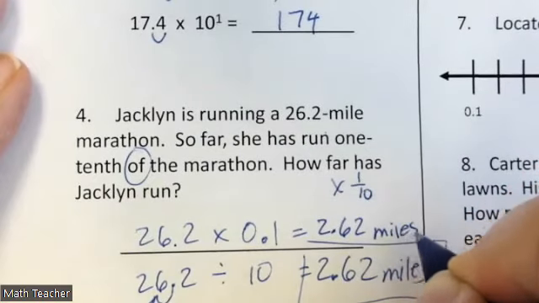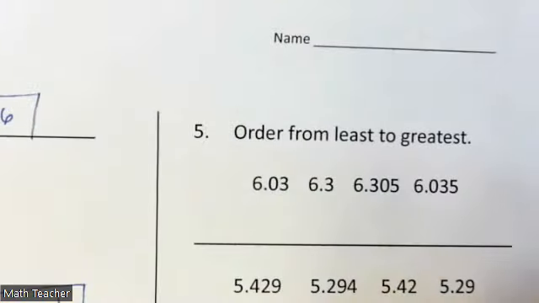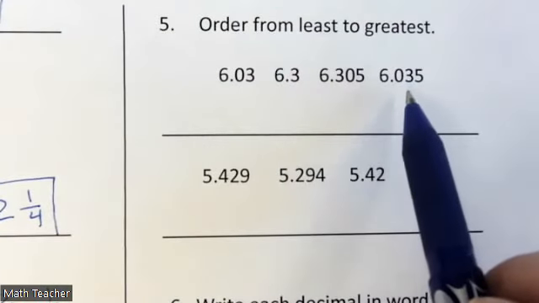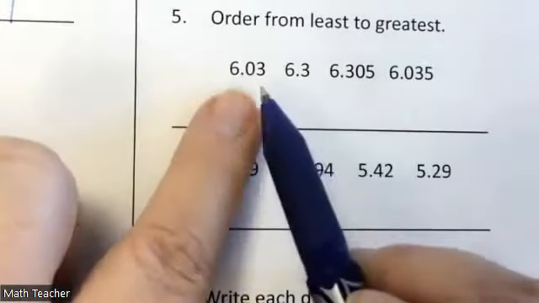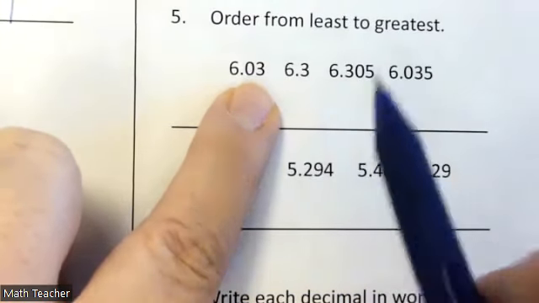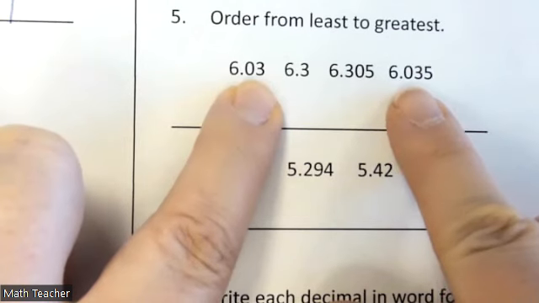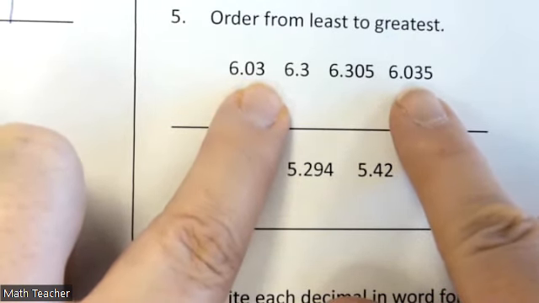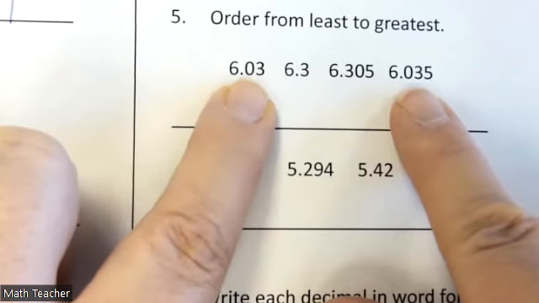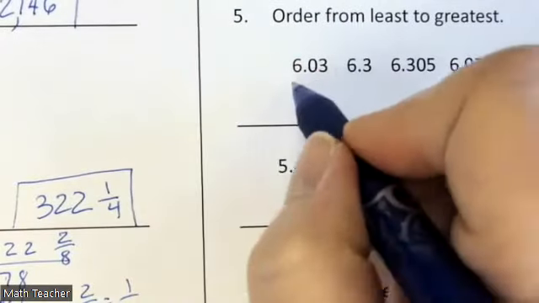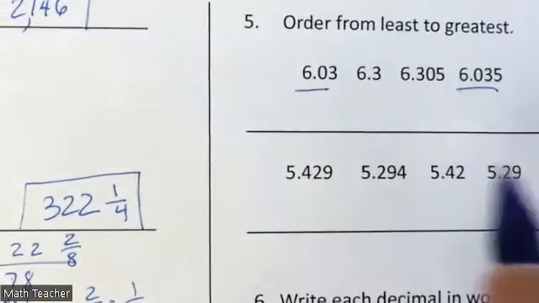Order from least to greatest. All of them have the whole number 6, which is the same. So let's go to the tenths place. This has a 3 and a 3, so those are larger. Let's come back to those in a moment. These two both have a 0 in the tenths place, and they both have a 3 in the hundredths place. So the 6.03 would be smaller than the 6.035.